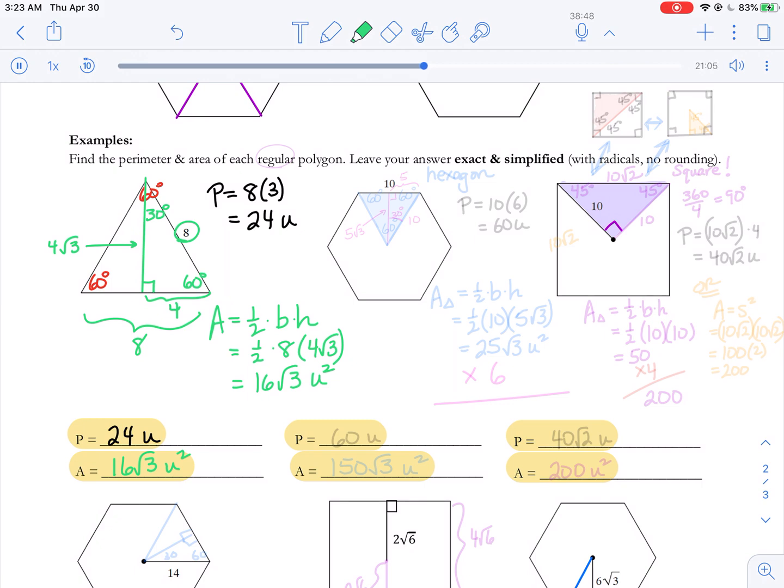Okay, so this is a hexagon. Again, it's regular. So we're going to go ahead and draw in a triangle right here. Actually, you know what? Let's draw in the regular triangle here. So this would be your 60, 60, 60. I feel like that's kind of thick.